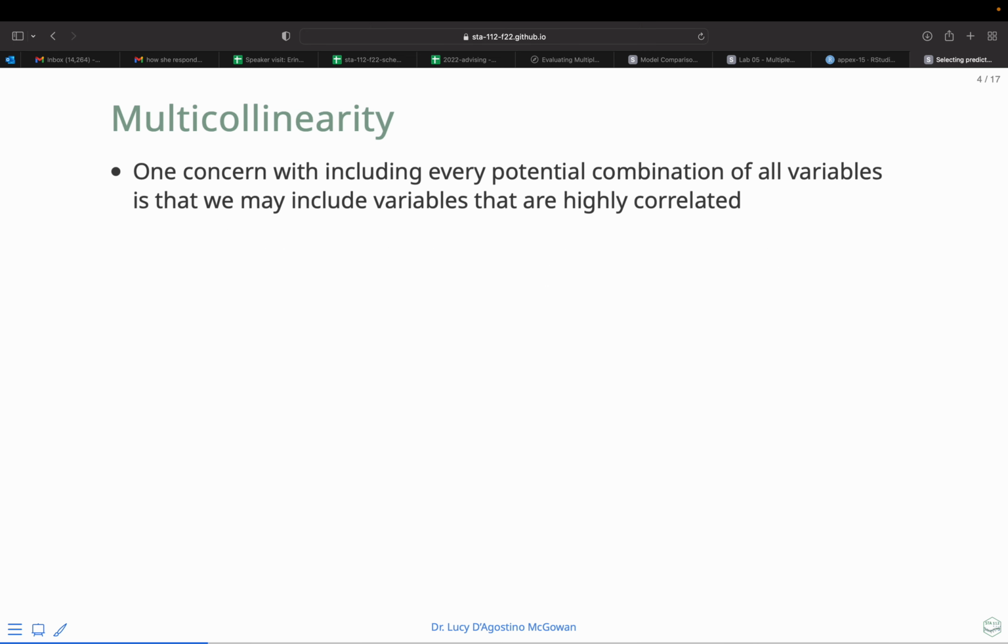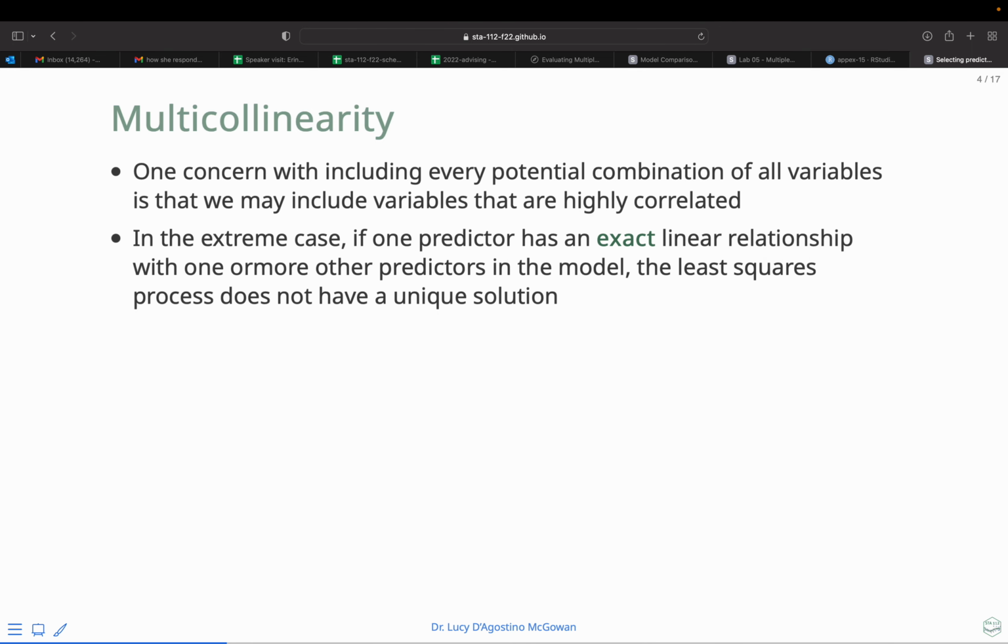But one issue that you could run into here is multicollinearity. One concern with including every potential combination of all variables is that we might include variables that are highly correlated. And why would that be bad? Well, in the extreme case, if one predictor has an exact linear relationship with one or more other predictors in the model, you can't actually fit that. The least squares process doesn't have a unique solution, because it won't know whether to attribute the variability explained to this variable with the exact linear relationship or the other variables in the model. So because there's not just one unique solution, you won't be able to fit a model in that case.